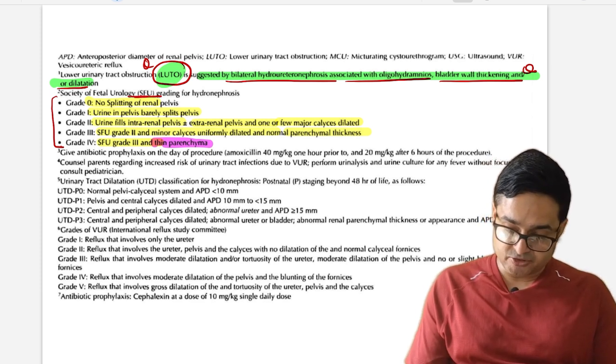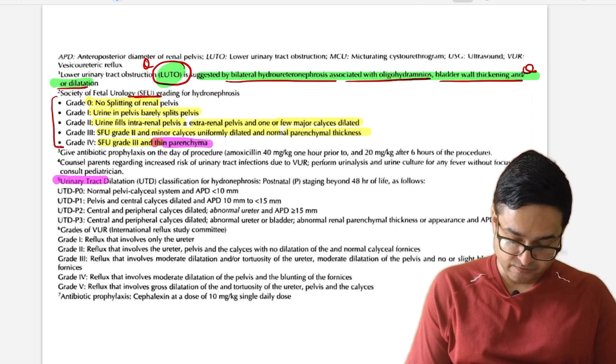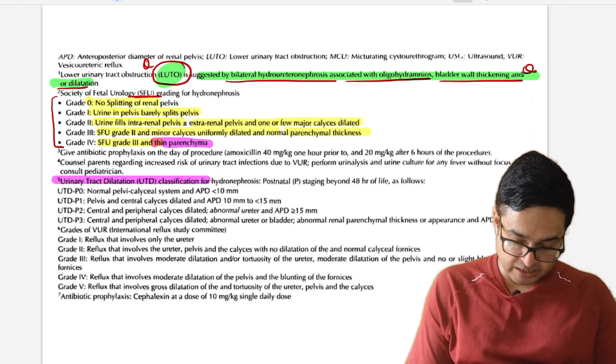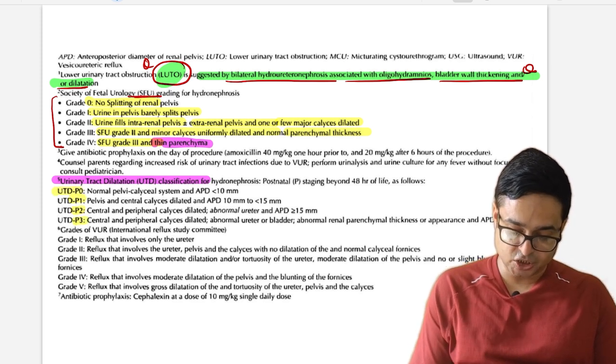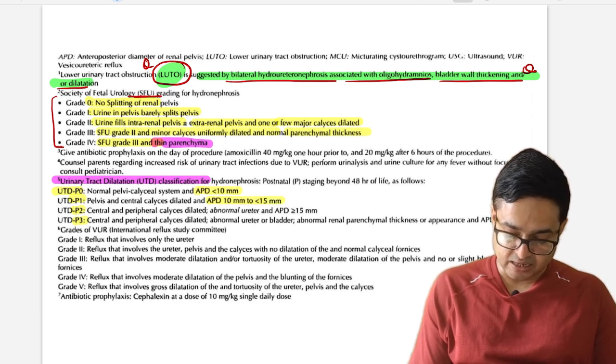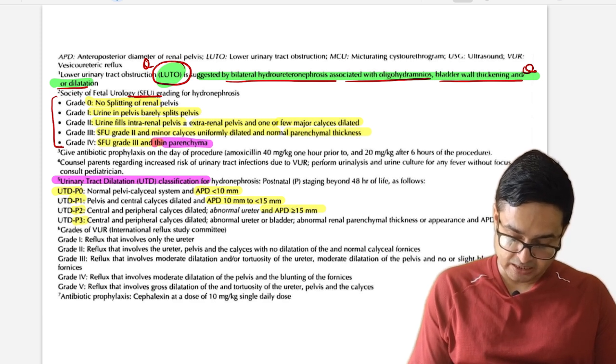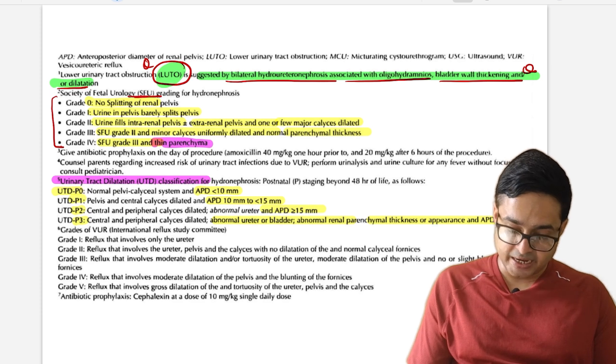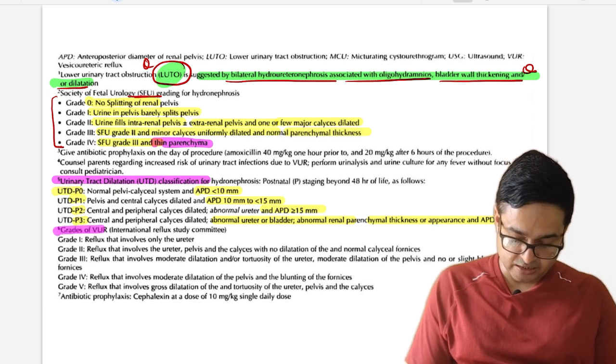Okay, urinary tract dilatation, UTD classification, also you have to remember. UTD P0, P1, P2, P3. In this condition APD diameter is less than 10, APD 10 to 15, and in this condition APD more than 15. And UTD P3: central and peripheral calyces, abnormal ureter and bladder, abnormal renal parenchymal thickness, and APD more than 15 millimeter.